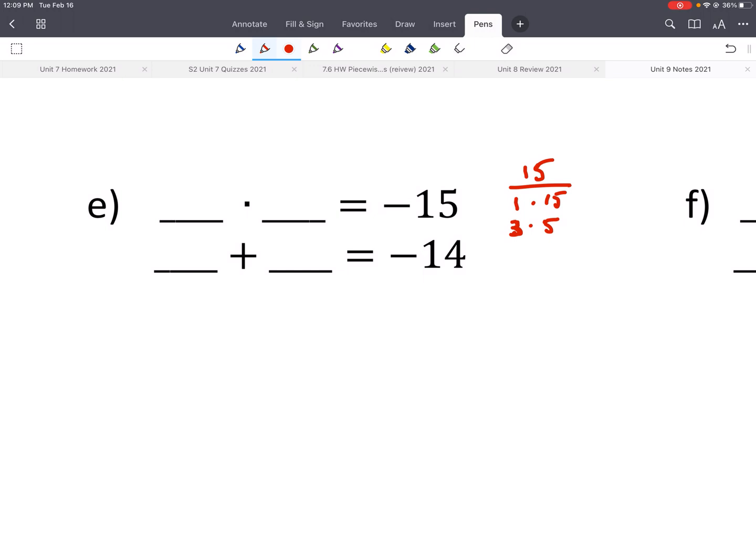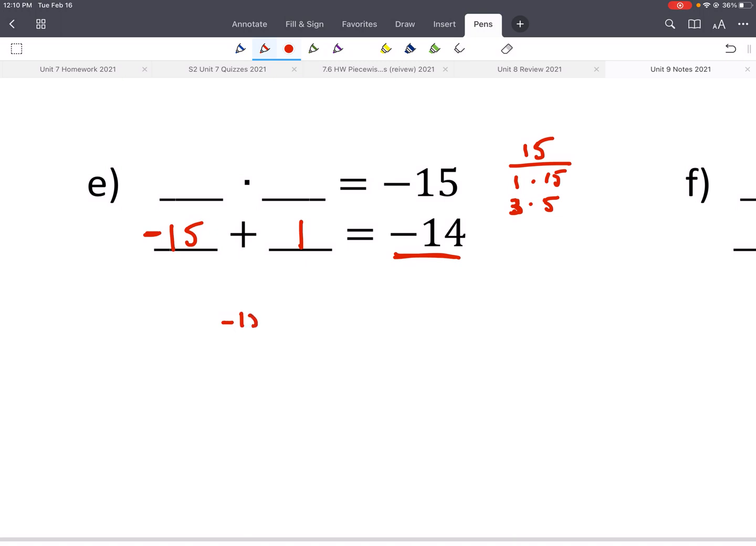So look at that. If we did 15 and 1, which one needs to be negative? Well, it looks like then 15 would need to be negative to end up giving us a negative 14. Okay, so our answer here would be negative 15 and 1.